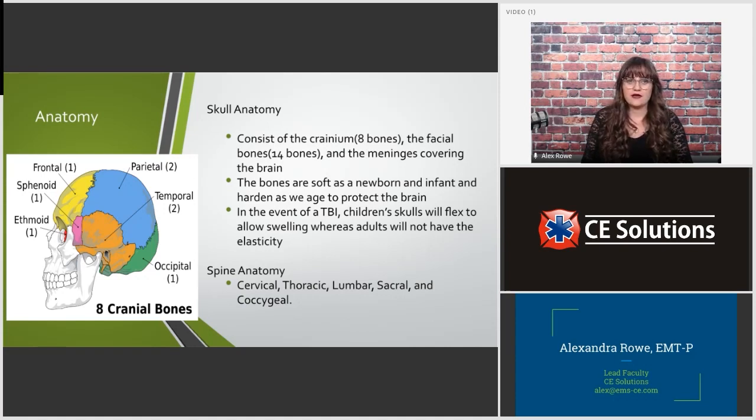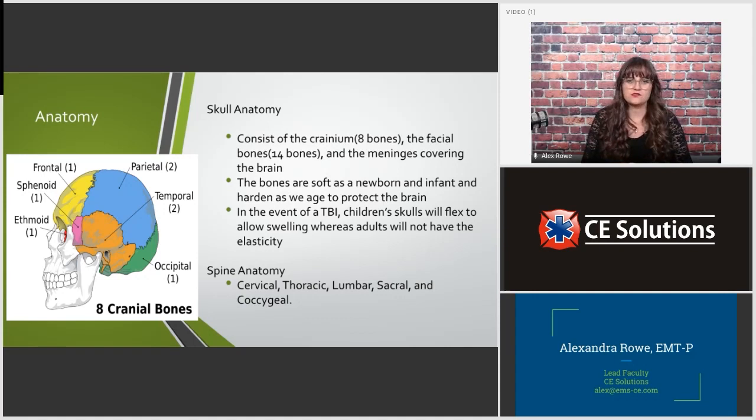In the event of a TBI, children's skulls will flex, which is kind of a good thing, because if it is able to flex, if there happens to be any type of swelling within that skull, then we have a little more leeway there, whereas adults don't have any room for that extra swelling that could potentially happen. So the only thing that's going to happen is the potential for the brain to completely be compressed.